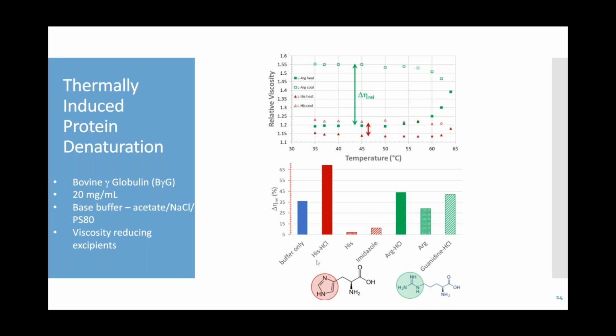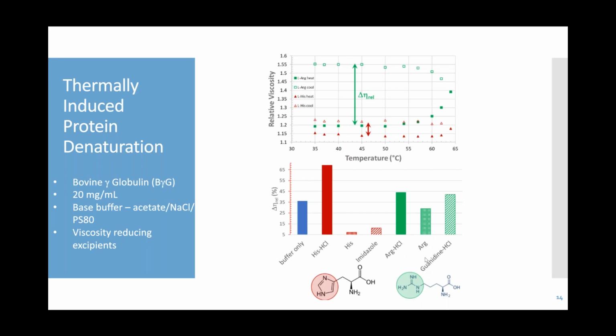We're going to do histidine, 2 forms of histidine, and then also we're going to use imidazole, which is that functional group on the histidine molecule. And then also we're going to use 2 forms of arginine and the guanidine group, which is the functional group on the arginine.